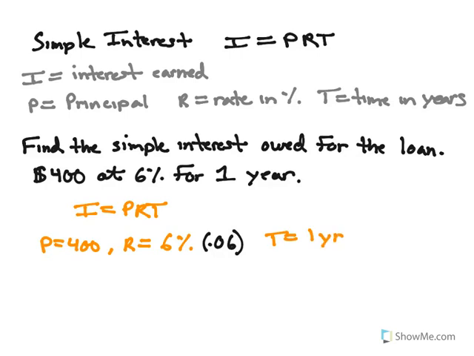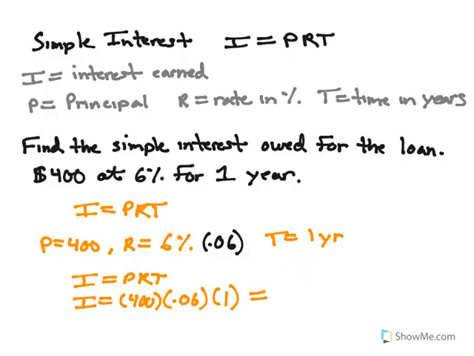So the formula is really easy. When you plug everything in, you get I equals PRT, and you plug in the value 400, you multiply that by 0.06, and you times that by 1, and when you do the arithmetic, you will get 24. So that means that your interest will be $24. So you'll be paying back a total of $424 at a 6% rate after 1 year.